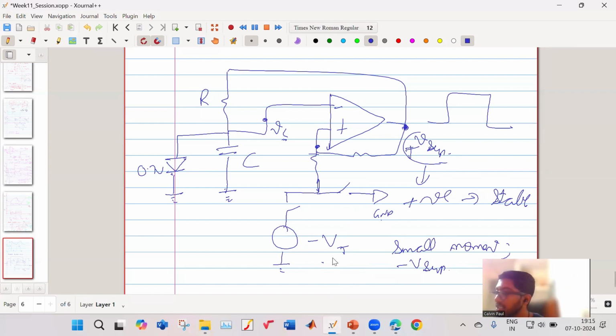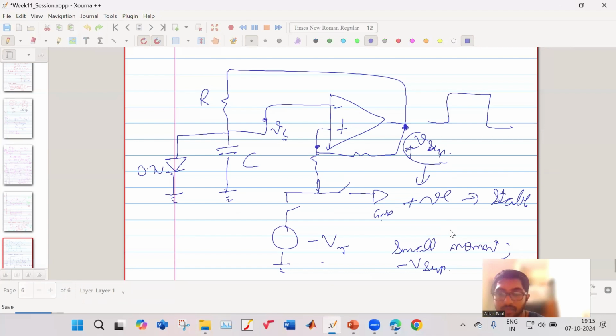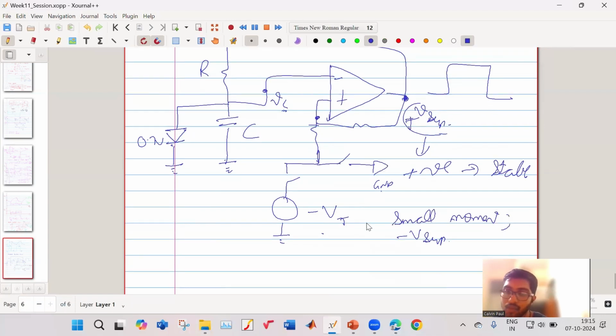And then from minus VT, we again connect to ground, the output will again become plus V supply. So this is how a monostable oscillator circuit will work.